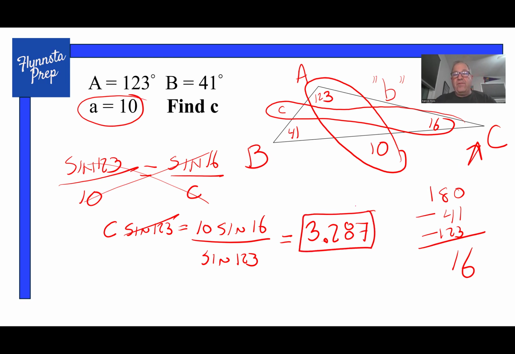This is how we do law of sines. The key is right here. We know it's going to be a law of sines if we have an angle and a side opposite that we know.